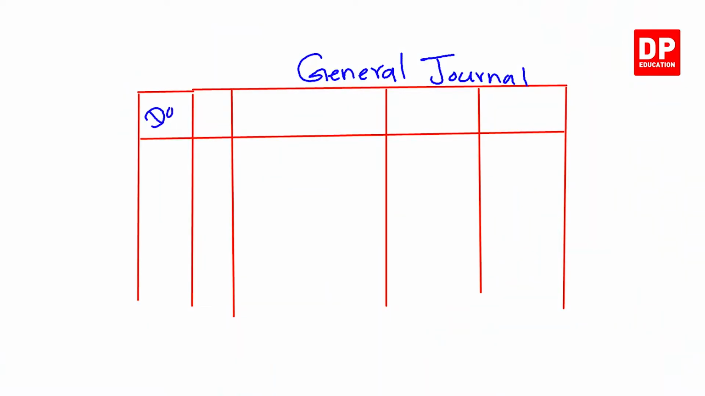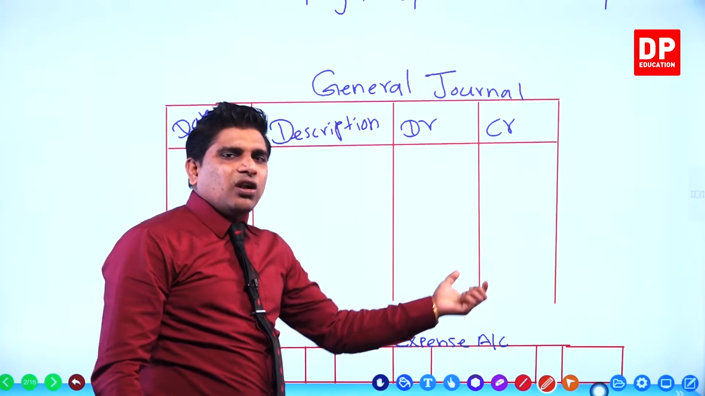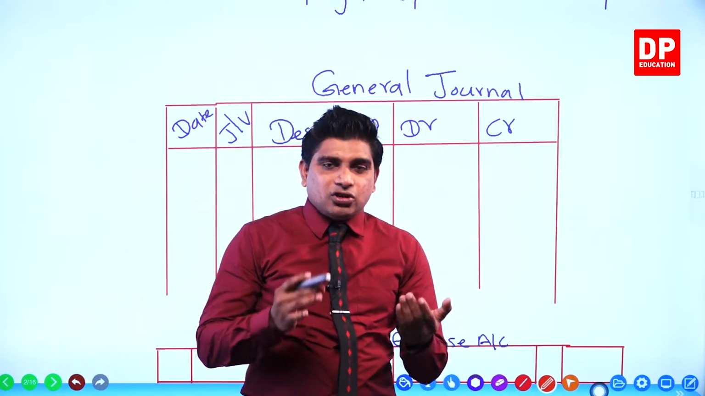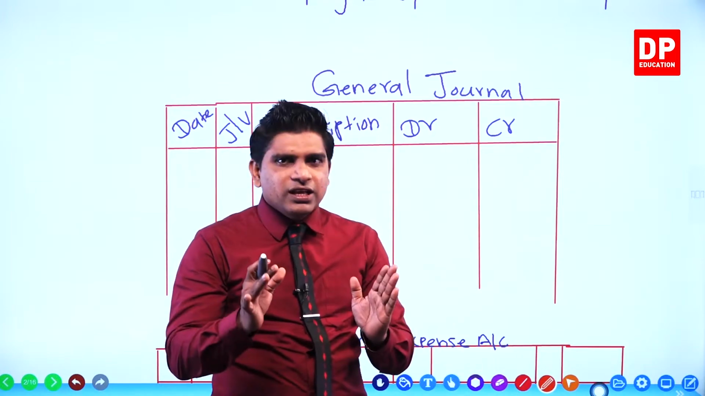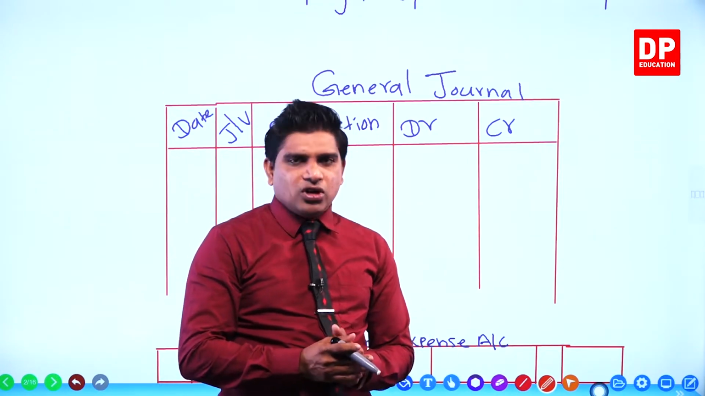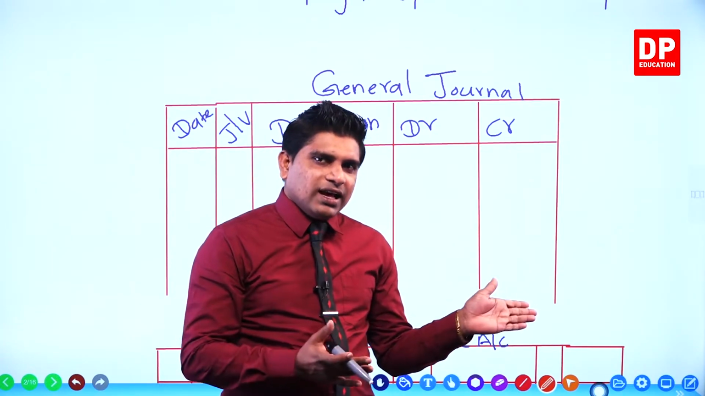Date, journal voucher, this is a source document, description, debit and credit, right? There's another small column, but it's not an important column, right? That's why I draw this one. If you need, you can add the other ledger page column also, but we don't write anything there, right?